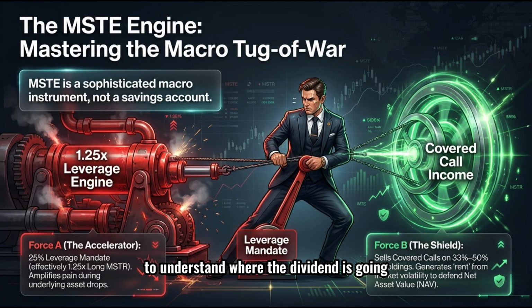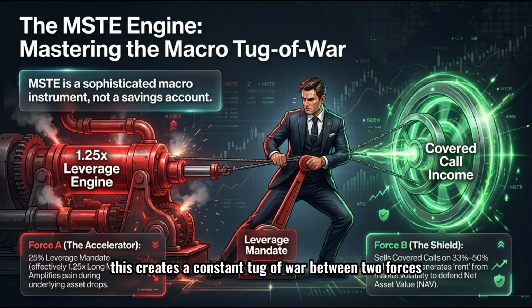To understand where the dividend is going, we first have to master the engine of MSTE. This is a sophisticated macro instrument, not a simple savings account. It's built on a 25% leverage mandate, effectively putting you 1.25x long on MicroStrategy MSTR. To fund the high distributions, the fund sells covered calls on about 33% to 50% of its holdings.